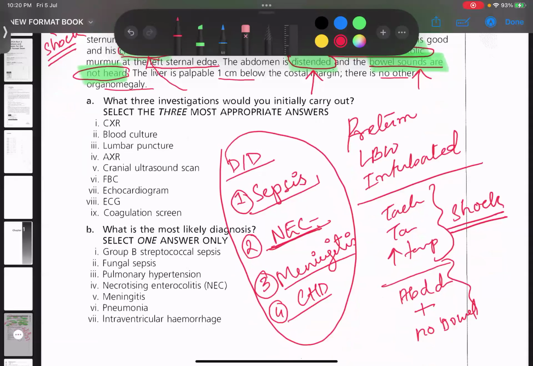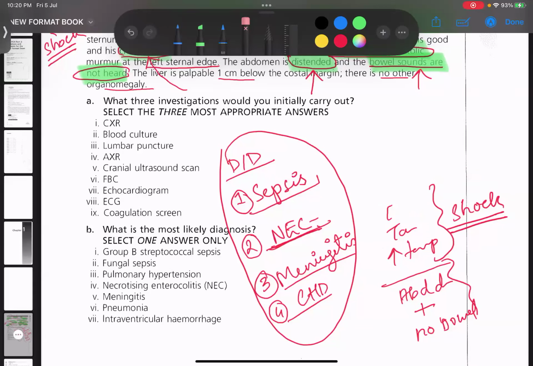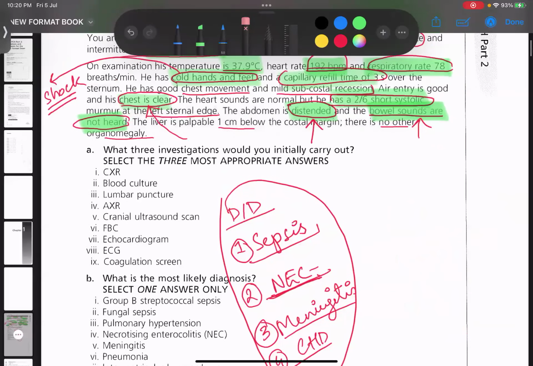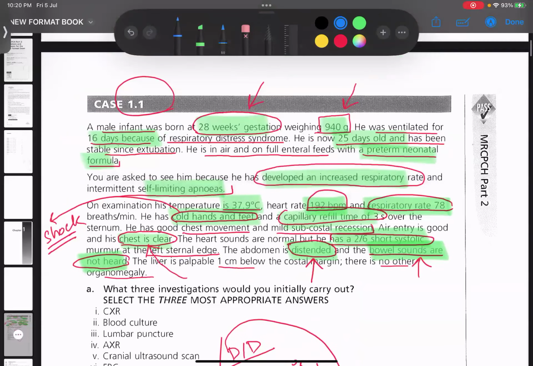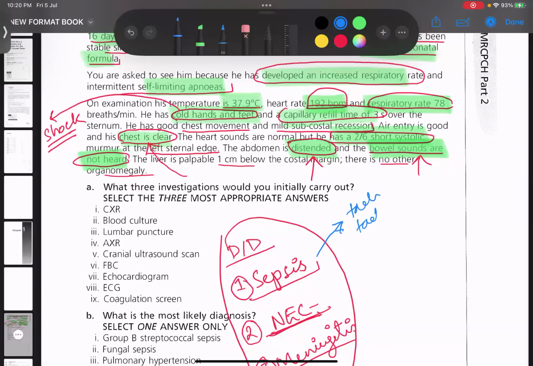So with this information about a preterm baby, these are our differential diagnoses. First one is sepsis. The baby basically is in septic shock because there are features of shock. There is tachypnea, tachycardia, borderline CRT, along with cold peripheries. So what are the points in favor of sepsis? As you mentioned, tachycardia, tachypnea, CRT borderline 3 seconds, then cold hands and feet. Along with that, temperature is slightly raised. Okay, this is our sepsis.